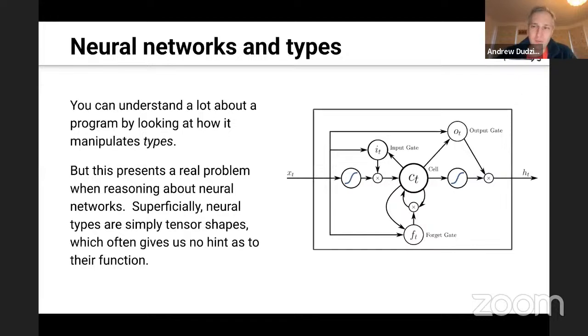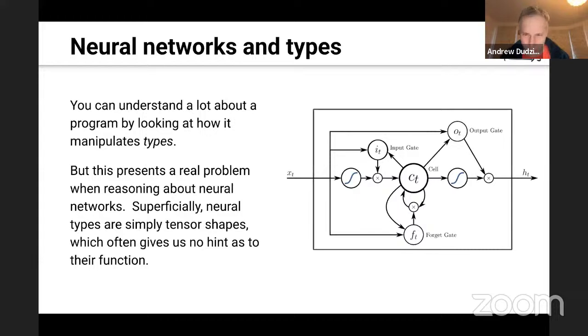So just jumping into it, the basic idea to get us started is that you can understand a lot about what a program is doing just by looking at how it manipulates types, right? What are the types of each function, what's going into it, what's coming out of it. But this is really problematic with neural networks because every single type is basically a number. I mean, a bunch of numbers, but the amount of information that's obvious in the typing of a neural network is really minimal.